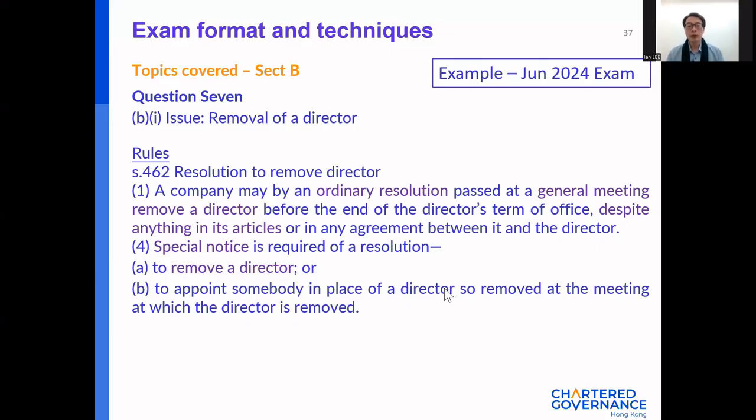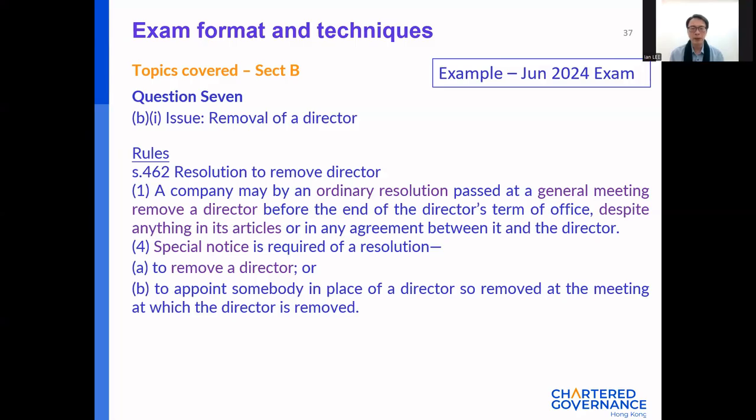Okay, we can now move on to part B of the question. First sub-issue would be about the removal of a director, because they want to remove Owen. Section 462 of the Companies Ordinance says a company may, by an ordinary resolution passed at a general meeting, remove a director, despite anything in its articles. So the company can remove a director, and the threshold is not high. It's only by ordinary resolution, meaning all you need is more than half of the votes, passed at a general meeting of shareholders.